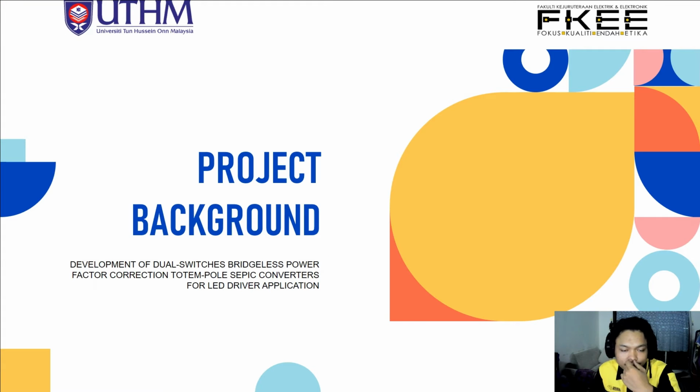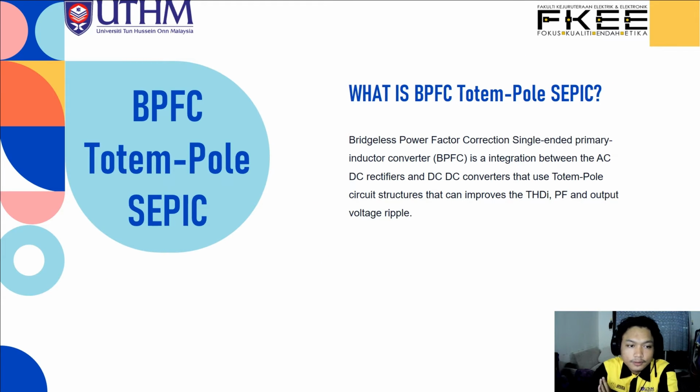Okay, for the project background. What is the BPFC totem pole circuit? The bridgeless power factor correction single-ended primary inductor converter is an integration between the AC-DC rectifier and the DC-DC converter that uses a totem pole circuit structure that can improve the THDI, power factor and output voltage ripple.